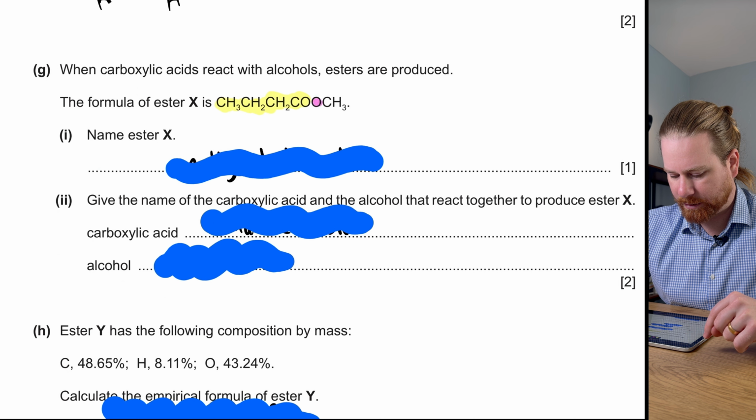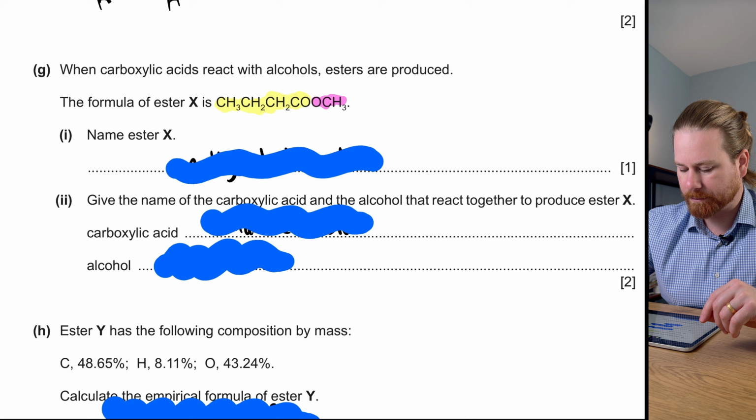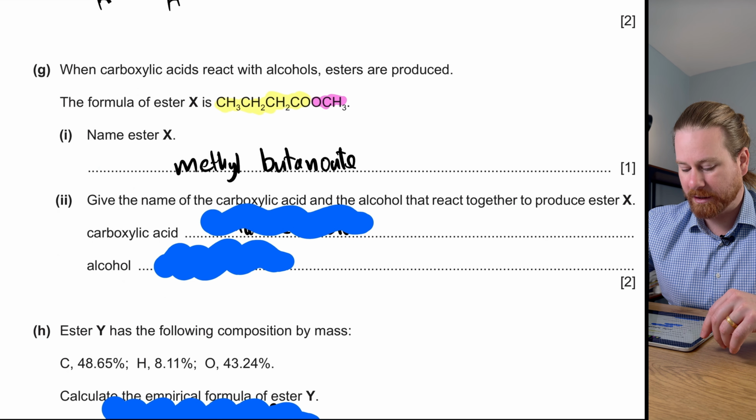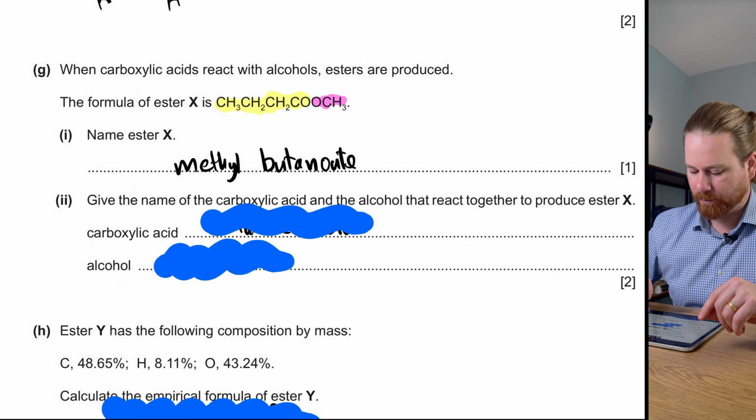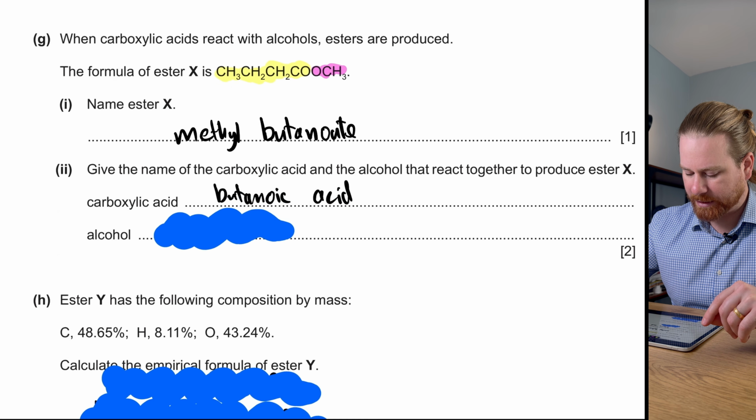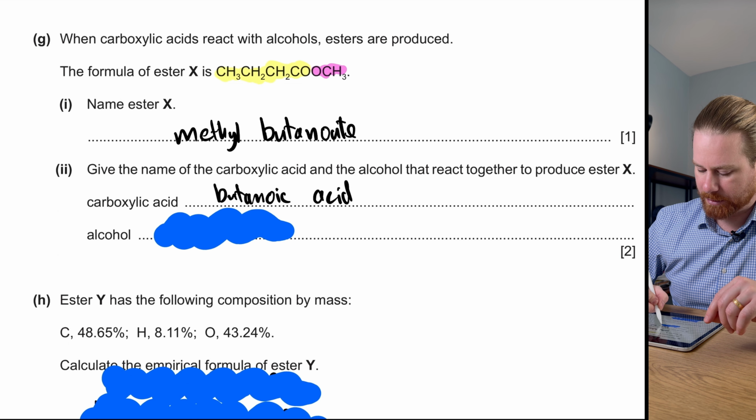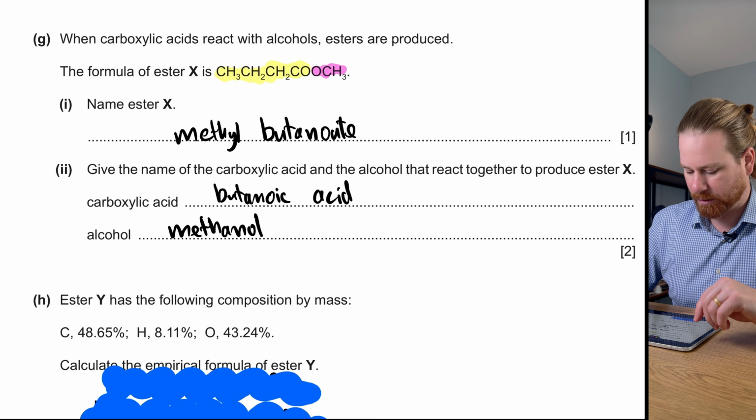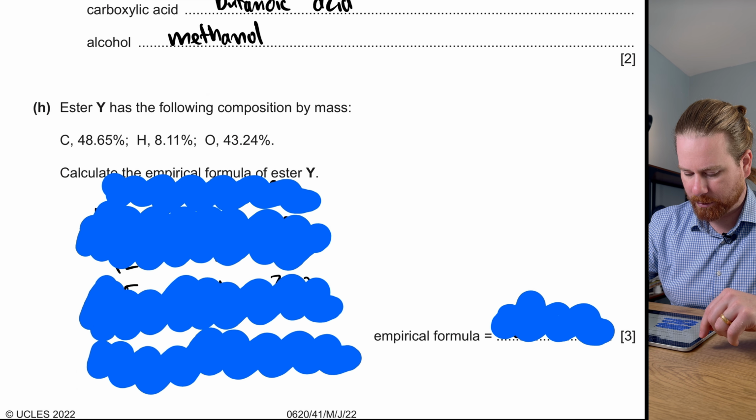And this is coming from the alcohol, and the alcohol is always what comes first in the name. So let's have a look at the name. We've only got 1 carbon in the alcohol, so that's the methyl part, and then 4 carbons in the acid part, so butanoate. So the name is methyl butanoate, and butanoic acid is the acid that is giving this. So methanol and the butanoic acid react together to give you this ester here, methyl butanoate.